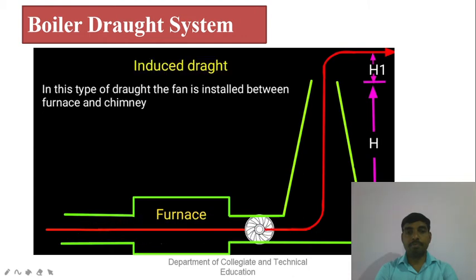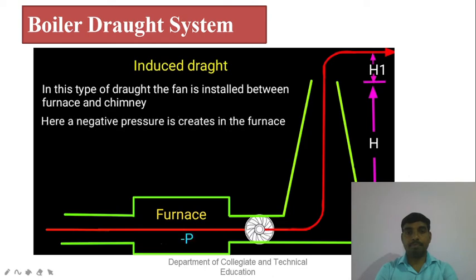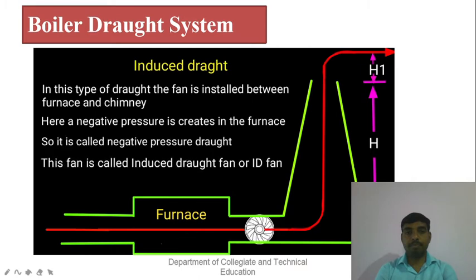Induced draught. In this type of draught, the fan is installed between the furnace and the chimney. Here, a negative pressure is created in the furnace, so it is called negative pressure draught. This fan is called the induced draught fan or ID fan.